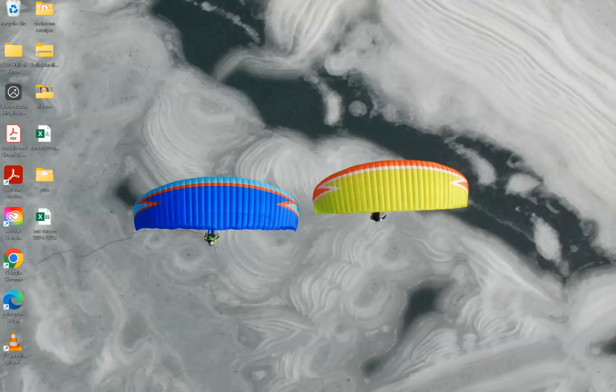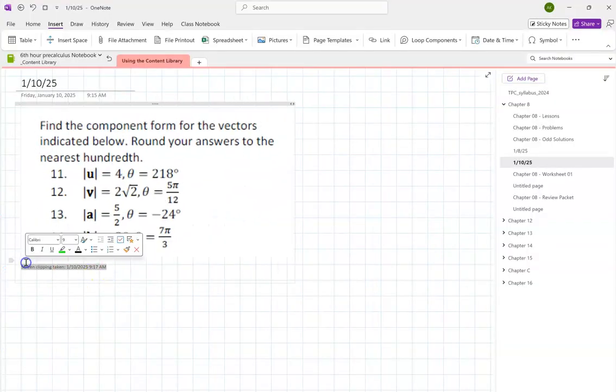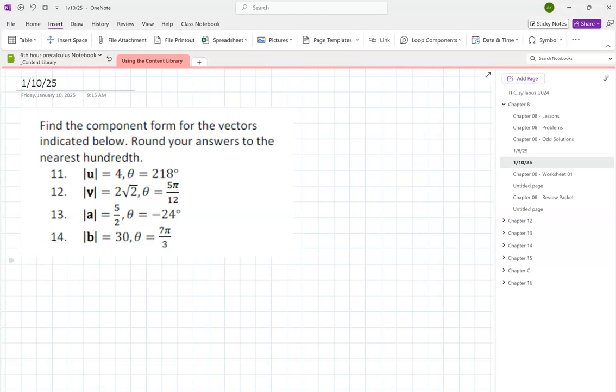All right, let's grab that so everybody else that maybe doesn't have their stuff handy can look on. So it says find the component form for the vectors indicated below. Round your answer to the nearest hundredth.